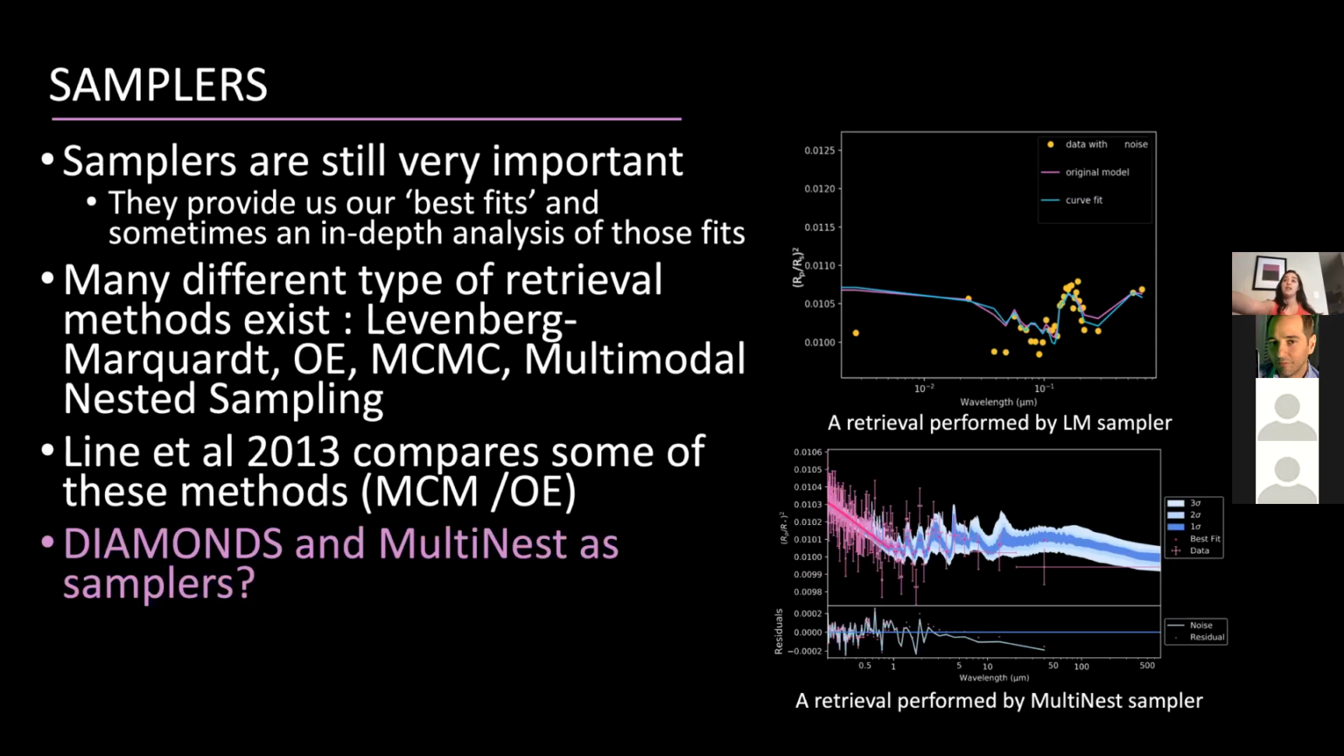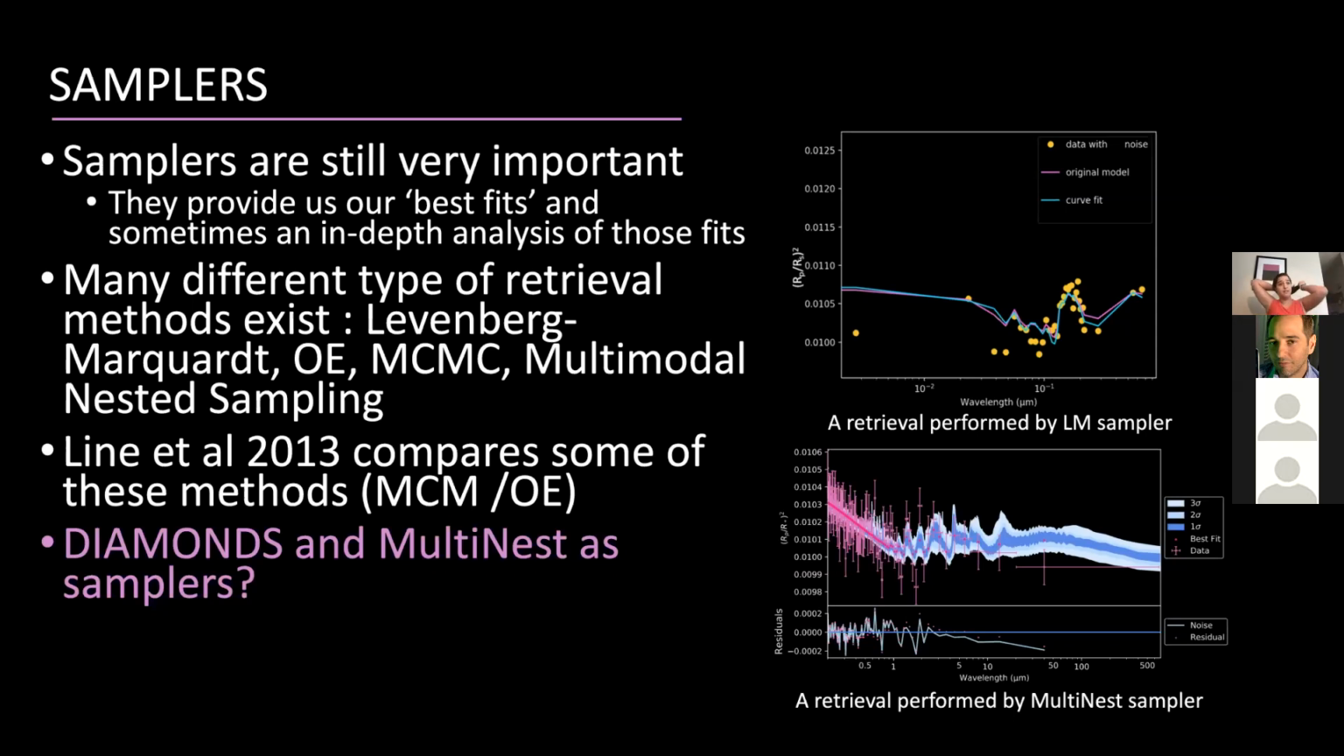And here on the right, you can see a comparison of a retrieval performed by a Levenberg-Marquardt least squares method versus a retrieval performed by the MULTINEST sampler. Aside from the fact that I spent a lot more time working on the graphs for the MULTINEST sampler, and that is apparent, you can also see that the fits for the Levenberg-Marquardt sampler are not as accurate because the sampler is a lot more simple in how it samples the data and how it samples the parameter space.